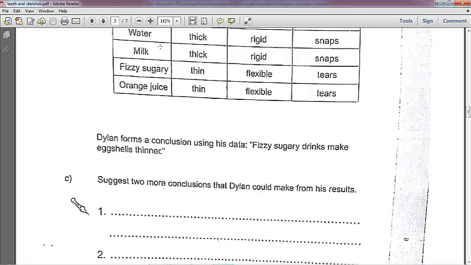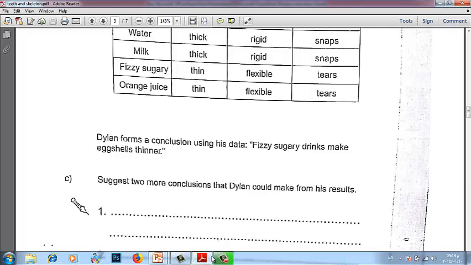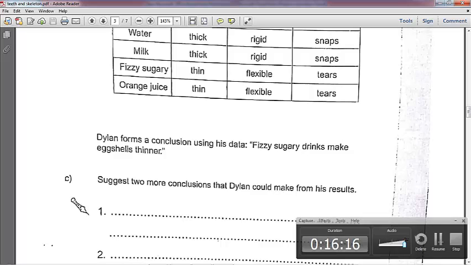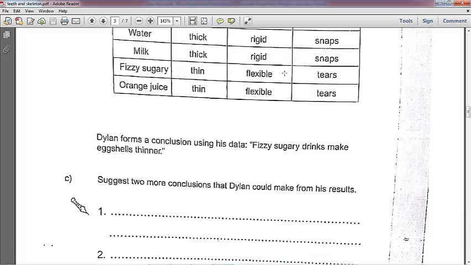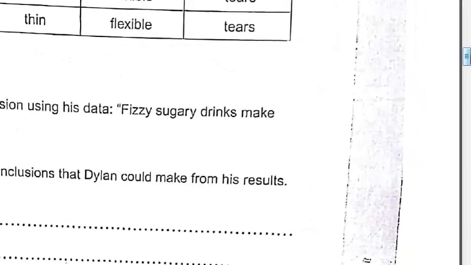Like, for example, water makes the eggshell thick, water makes the eggshell rigid, water makes the eggshell snap, milk makes the eggshell thick, milk makes the eggshell rigid, milk makes the eggshell snap, fizzy sugary drink makes the eggshell thin, fizzy sugary drink makes the eggshell flexible, fizzy sugary drink makes the eggshell tear, orange juice makes the eggshell thin, orange juice makes the eggshell flexible, orange juice makes the eggshell tear. All of those are conclusions from this experiment, from the results table we got.